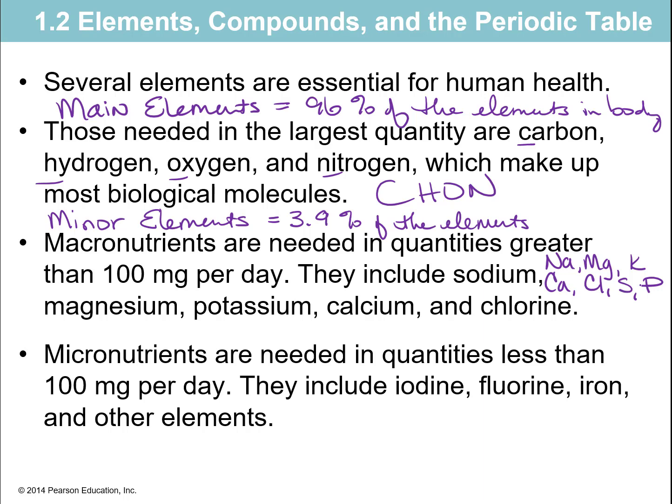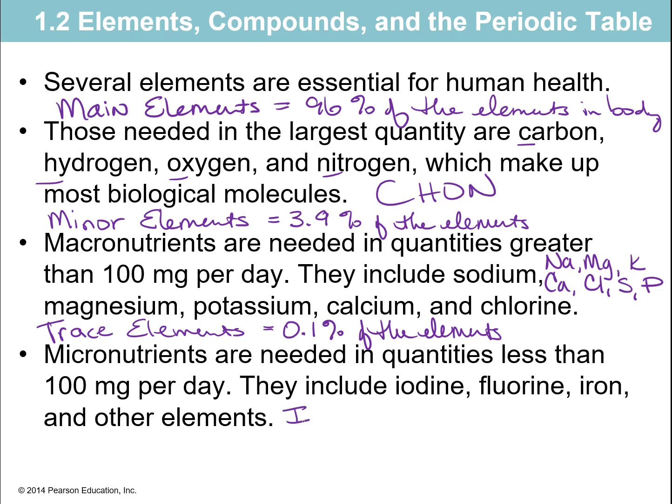It's not very many, compared to the fact there's 118, and only 11 of them make up the majority of you. So the other ones, the other 16? The other 16, they call those the micronutrients, or I've always referred to them as the trace elements. Trace elements are found all together only 0.1%. So they're found in very small concentrations.